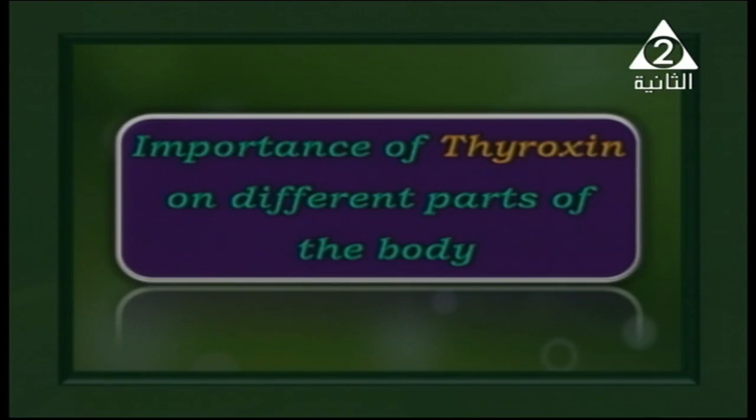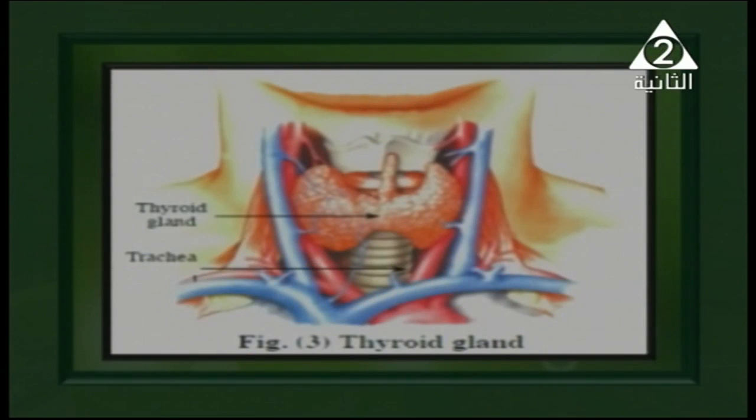What about the importance of thyroxine on different parts of the body? Number one, it stimulates physical and mental growth and development. And here is the shape of the thyroid gland that lies in front of the trachea and consists of two loops. What else from the importance of thyroxine? It affects the basal metabolic rate, and also it increases the absorption of carbohydrates, the fundamental unit of which is glucose, from the small intestine. And the last piece of information here is that it maintains healthy skin and hair.